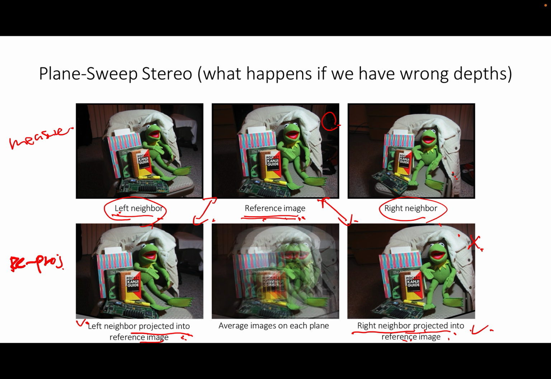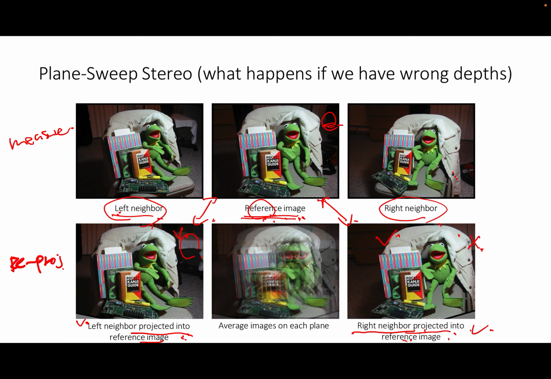There is no such kind of white stuff, but here there is some white stuff. That is a little bit different. The reason is that we got wrong depths. If we get a correct depth, then this one and the reference image should be the same. But the reason why they look different is that we got wrong depths in plane sweep stereo.